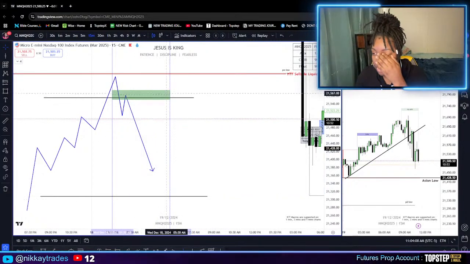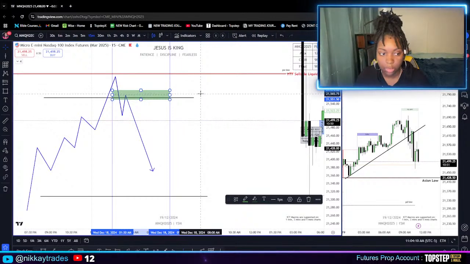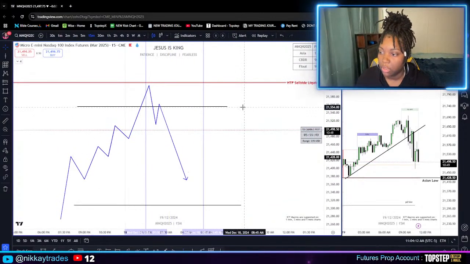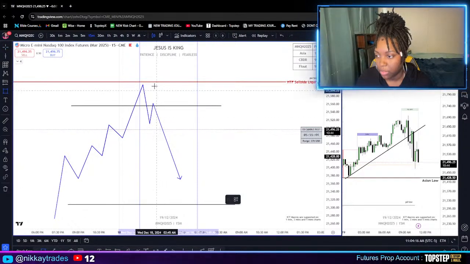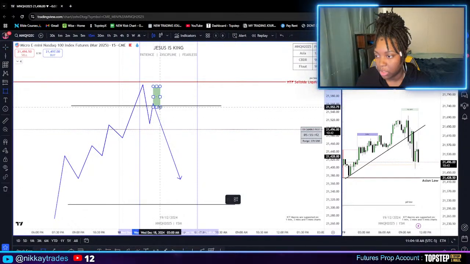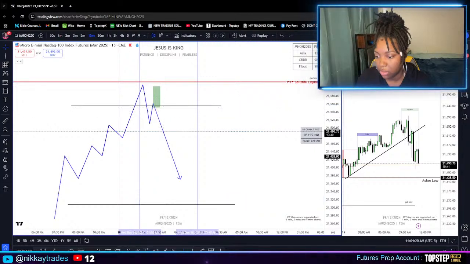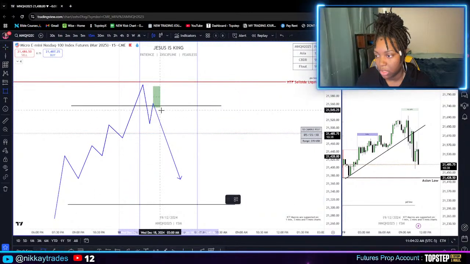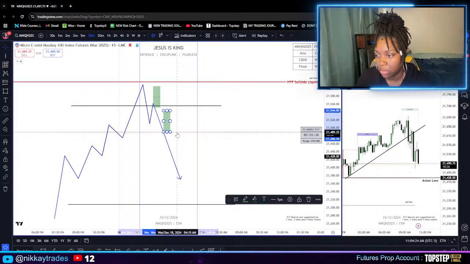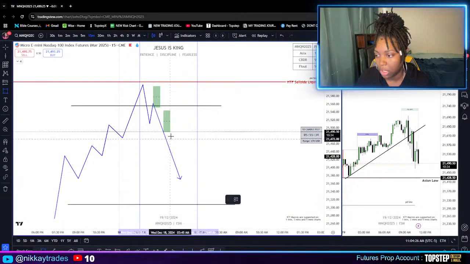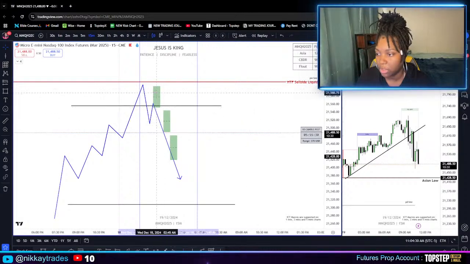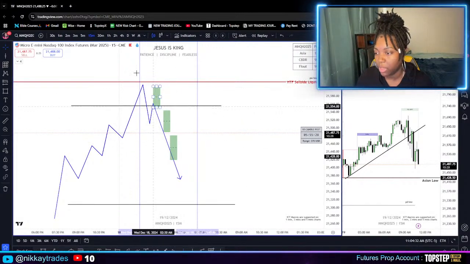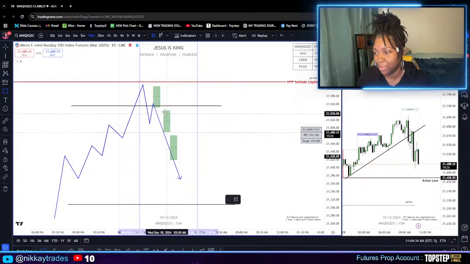Now within that is fair value gaps. Let me see how I can explain this. It's a 3 candle formation. So this is a candle, and this is a candle, and this is a candle, right? Within that, you have something called a fair value gap. This is spaced out way too much, but I'm just doing it for an example.